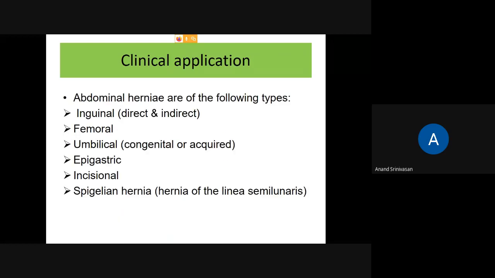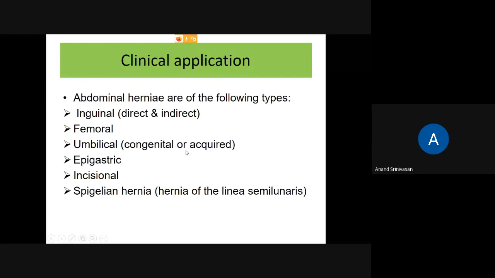There are many different types of hernia. I have discussed only the inguinal direct and indirect hernia. The other types, like femoral hernia, which was discussed in your musculoskeletal, can come here again. That will be taken up by Dr. Kumar. Then the umbilical hernia.